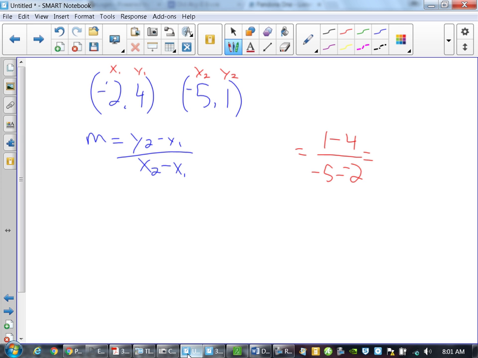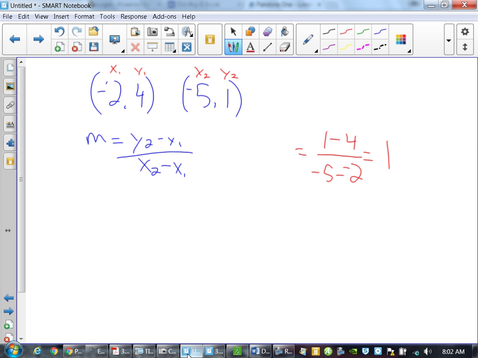Bless you. So my calculator told me that this is equal to 1. Is every slope going to always be 1? No. It just happened to be dumb luck that the 2 examples I just came up with both had a slope of 1.